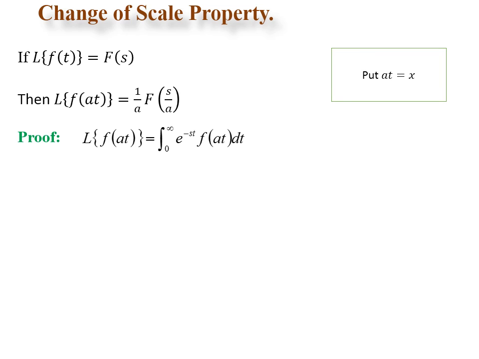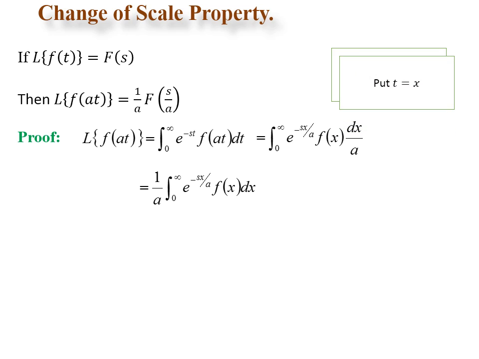Now we put at equals x. So it becomes 0 to infinity e to the power minus sx upon a f(x) dx upon a. So finally it is 1 upon a times 0 to infinity e to the power minus sx upon a f(x) dx. So 1 upon a comes out on the right hand side. We only need to prove F(s upon a); the rest part should be F(s upon a). So that's why we put t equals x.